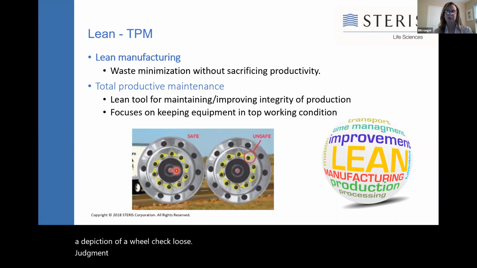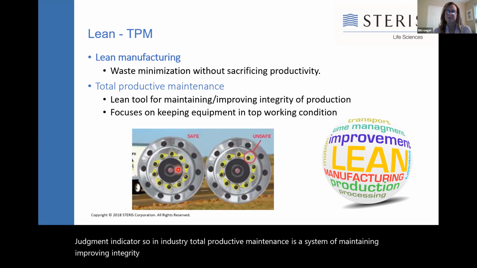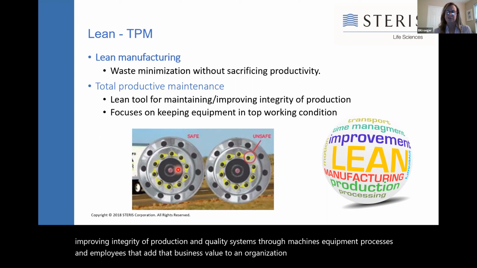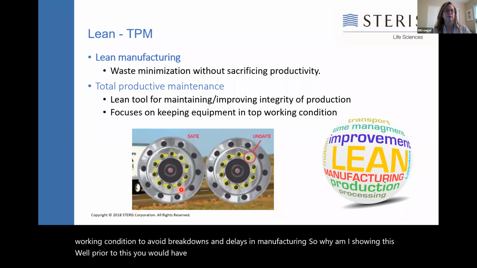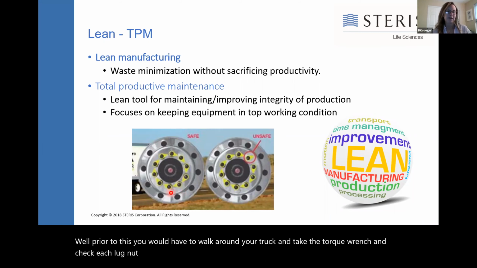So in industry, total productive maintenance is a system of maintaining and improving the integrity of production and quality systems through machines, equipment, processes, and employees that add business value to an organization. So it keeps all equipment in top working condition to avoid breakdowns and delays in manufacturing. So why am I showing this? Well, prior to this, you would have to walk around your truck and take the torque wrench and check each lug nut to make sure that they are all tight.